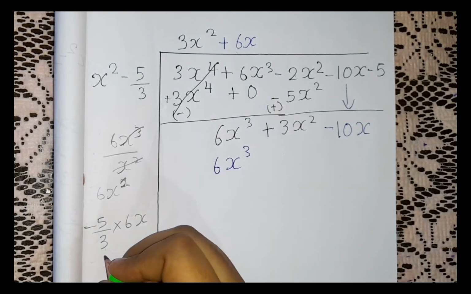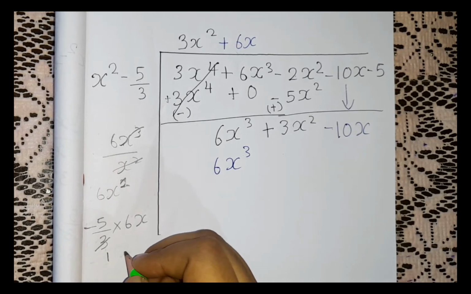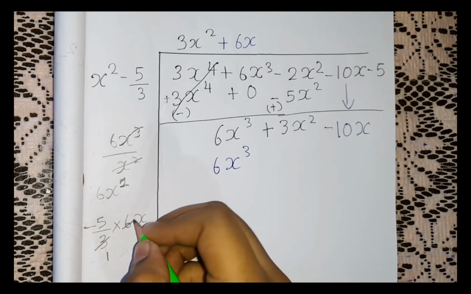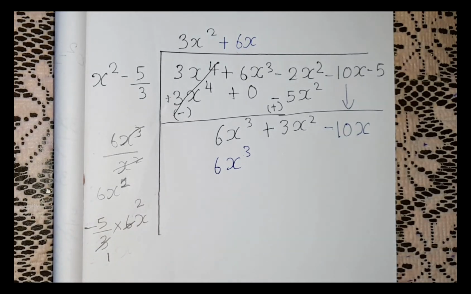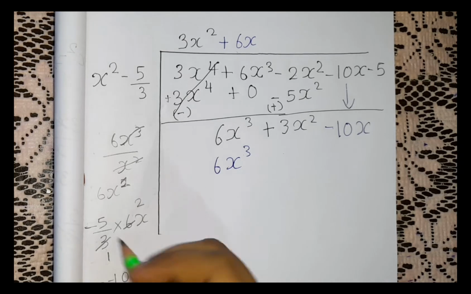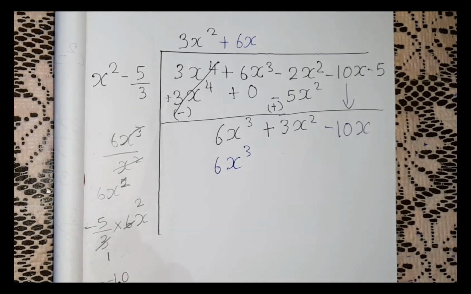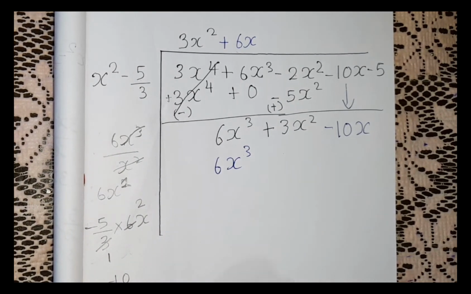Now we shall cancel it. When we cancel this, we get 1, because 1 3 is 3. And here when we cancel, we get 2, because 3 2s are 6. So now we got minus 5 into 2. As you know, minus 5 into 2 is minus 10, because 5 2s are 10, and plus and minus is minus. So it is minus 10. We are going to write minus 10.